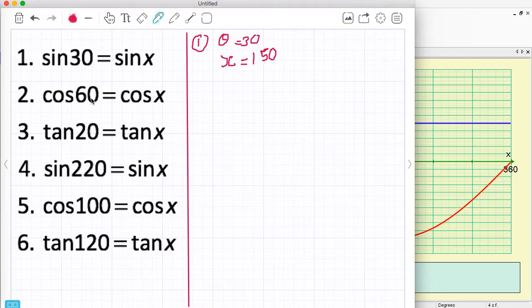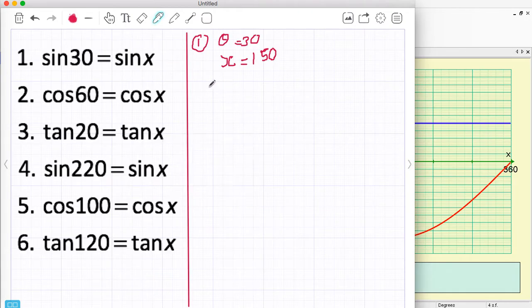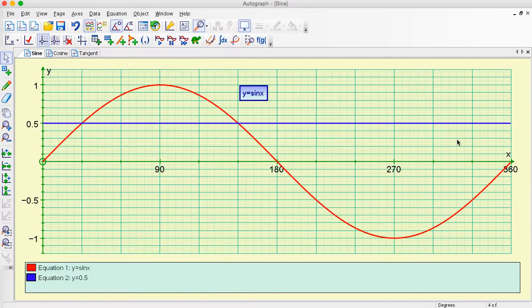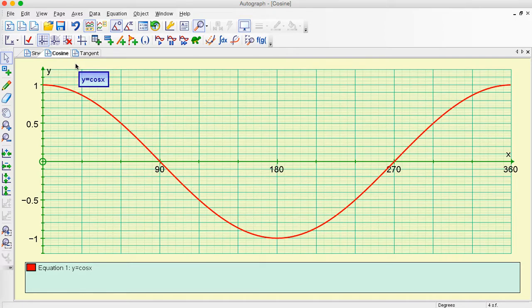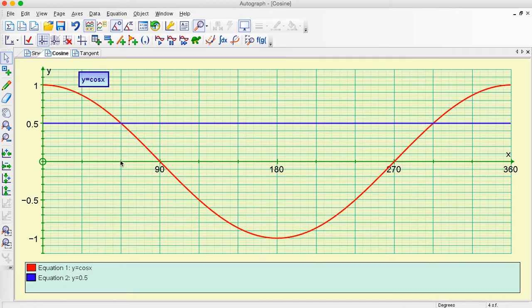Cosine is 60, positive here, and the other place it's positive is here, and I'm going to do 360 take away 60. So for number 2, x is 300 because the cosine is positive in that last quadrant. And I can do the same thing here on my graph. I've picked one that I know. Here we go, 60 degrees here. Here's the answer, 60 degrees. And it goes all the way along to the fourth quadrant, and this one's 300 degrees.